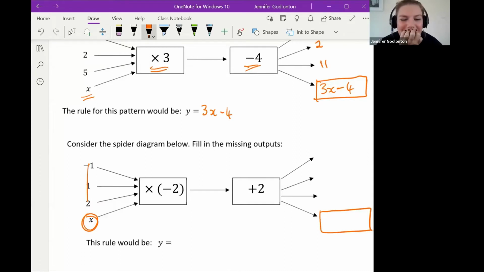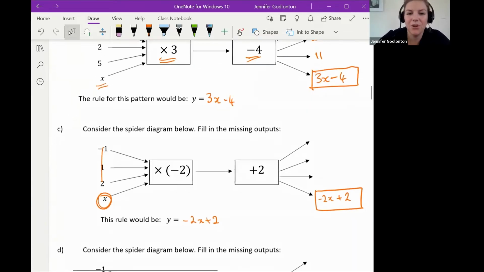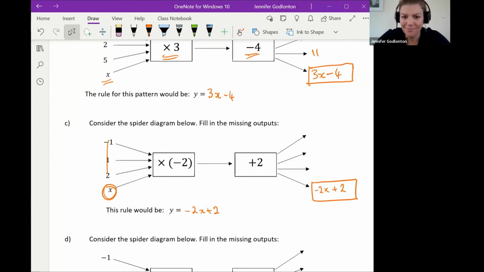Negative 2x. Oh, 2x plus 3. There we go. I'm hearing good things. Negative 2x plus 2. Okay, so we're multiplying the x by negative 2, and then we are adding 2. So my rule here would be negative 2x plus 2. Good.